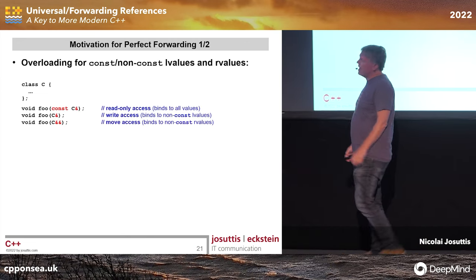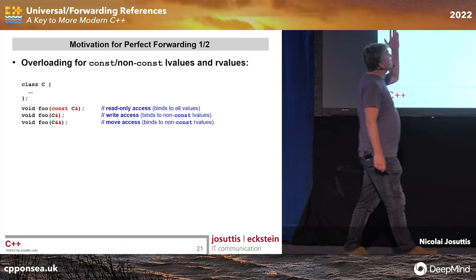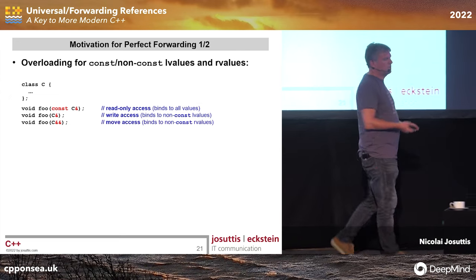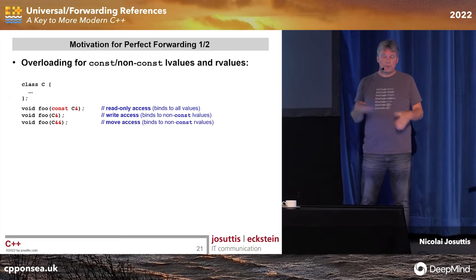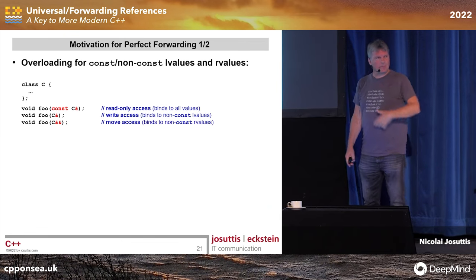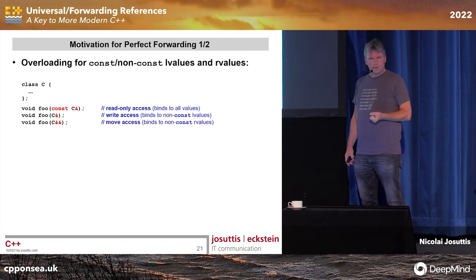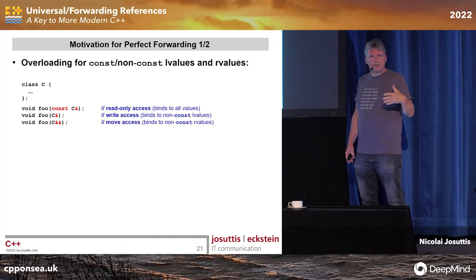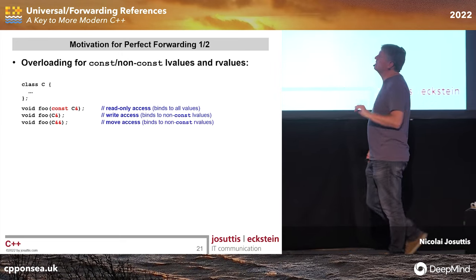Think about, you have a class. Let's call it C. We have overloaded functions for the different signatures we just talked about. So the useful signatures, which is we want to read the value, or we want to modify the value, or we want to steal the value. We want to adopt the value. We want to use move semantics. You might, in practice, have only one or two of them, not all three of them. But in principle, that is all useful applications we can have.